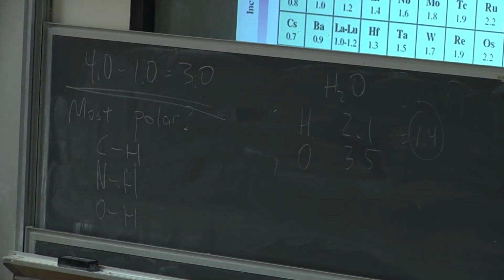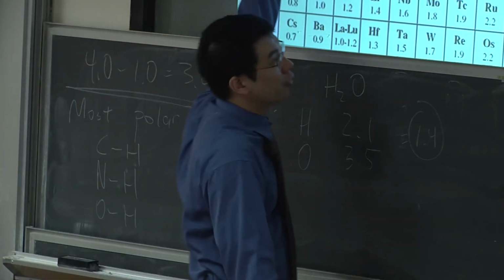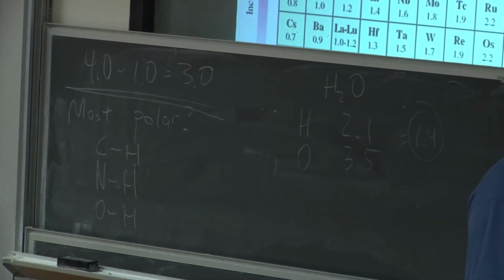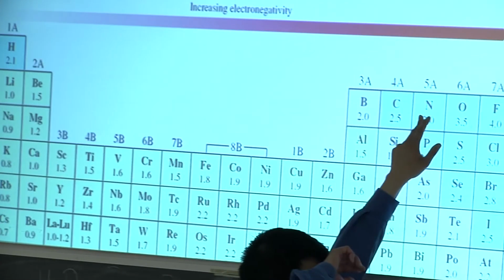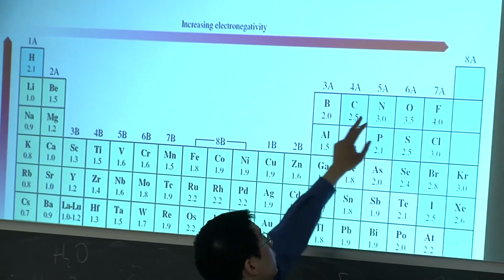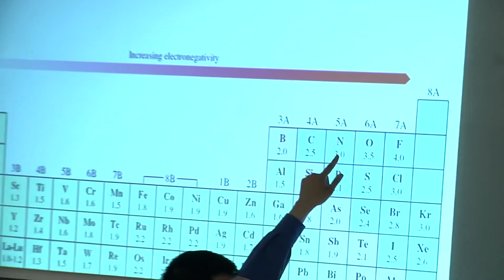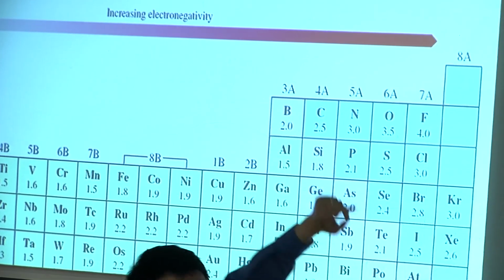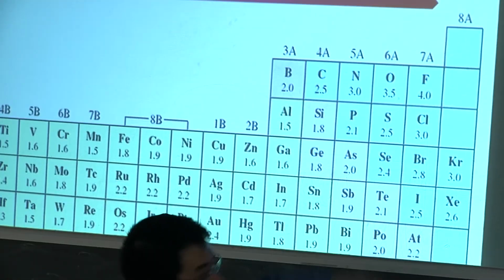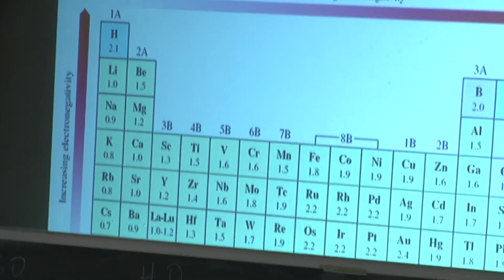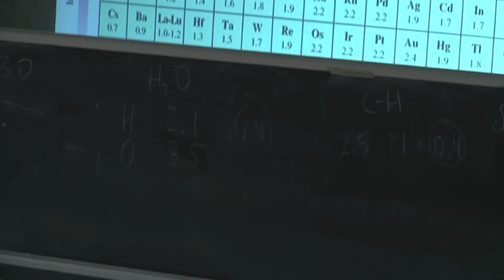OH, because you know the trend. You know H is smaller than all of them, and as you go from left to right, it gets bigger. So the difference between C and H is small, the difference between N and H is bigger but medium, and the difference between O and H is even bigger. So the most polar is going to be the OH.